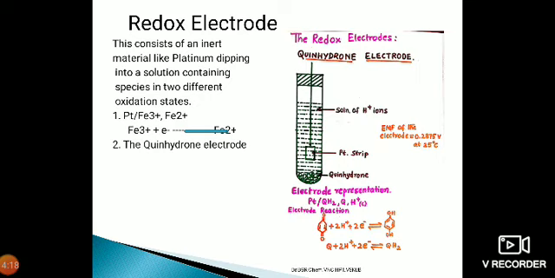Another type of redox electrode we can consider here is the quinhydrone electrode. In this quinhydrone electrode, we are using quinhydrone, which is an organic molecule which contains equimolar proportions of quinone and hydroquinone. And this is a biochemical oxidation reduction system in which hydroquinone and quinone exist.